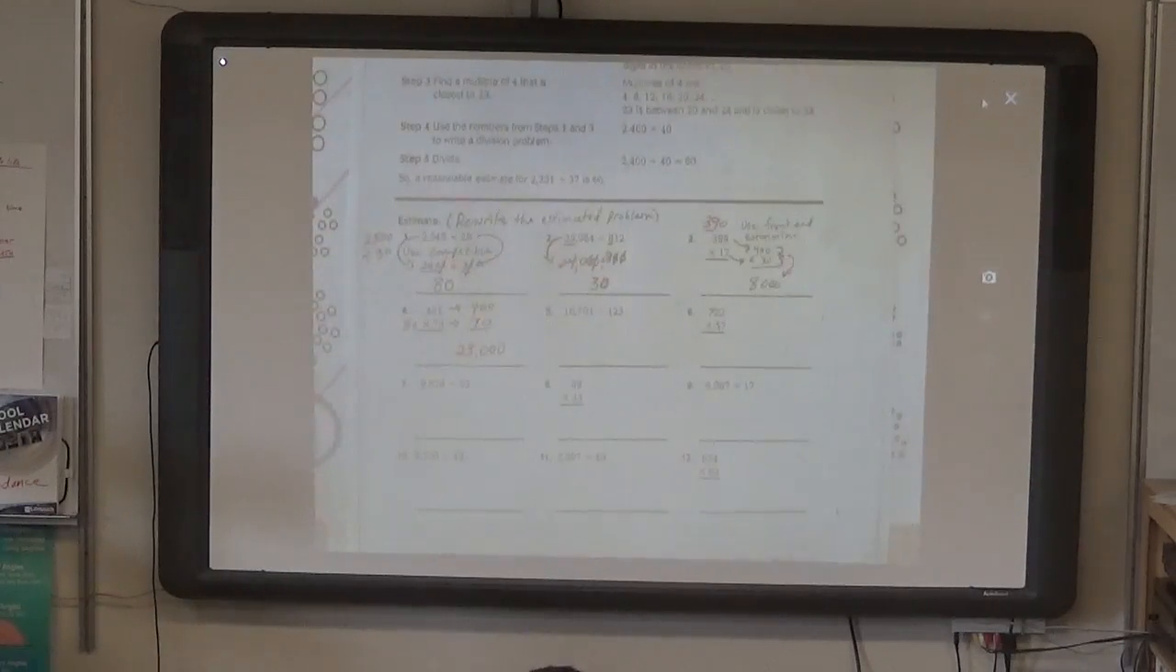Any questions on rounding and then estimating division and multiplication problems? I want you to make sure you round first and show your work when you're rounding, and then write the answer. Okay?